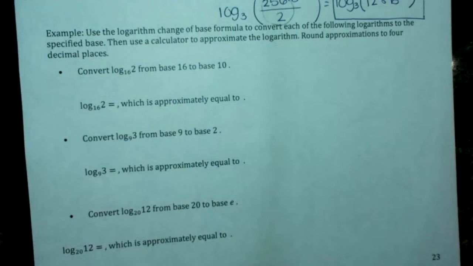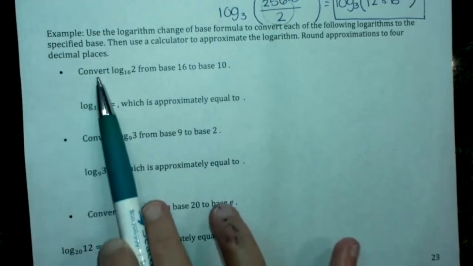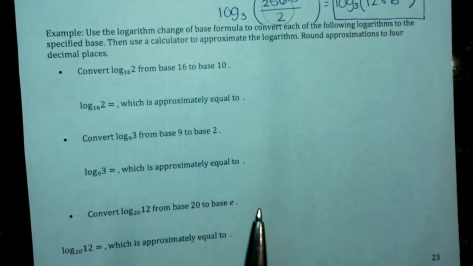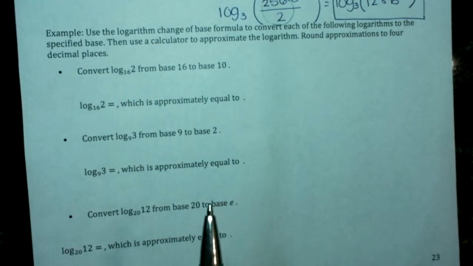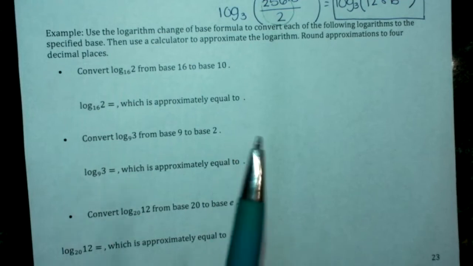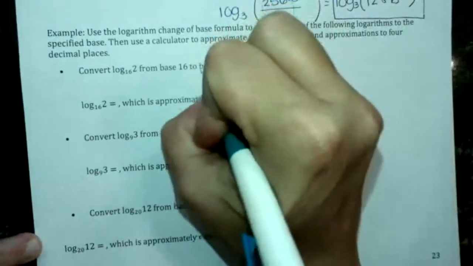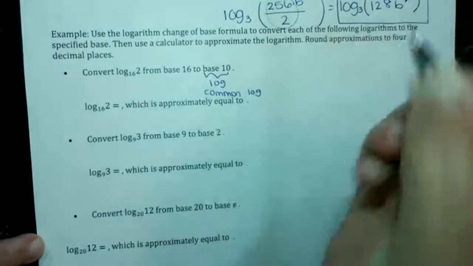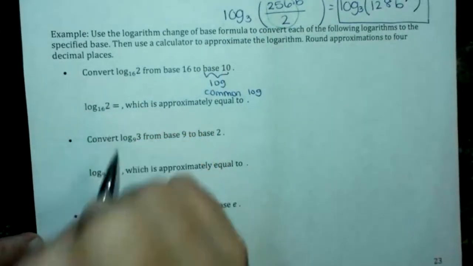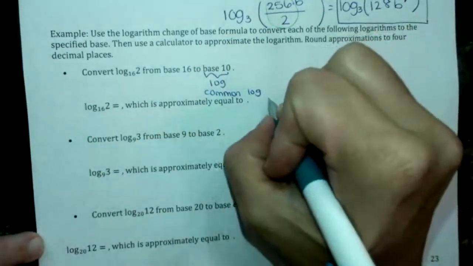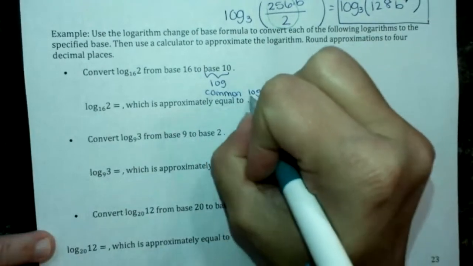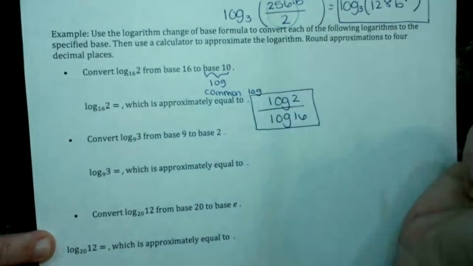So what the change of base formula says, let's do this first example and then go to the formula from there. Convert log base 16 of 2 from base 16 to base 10. All right, so I want to do base 10, which is common log. So just log, common log. So notice this 2 is kind of like up top and the 16 is kind of on the bottom. So I can rewrite this saying common log of 2 divided by common log of 16. This is our change of base formula.